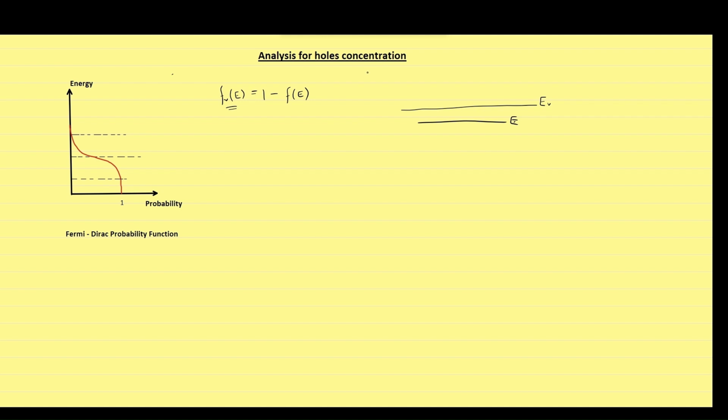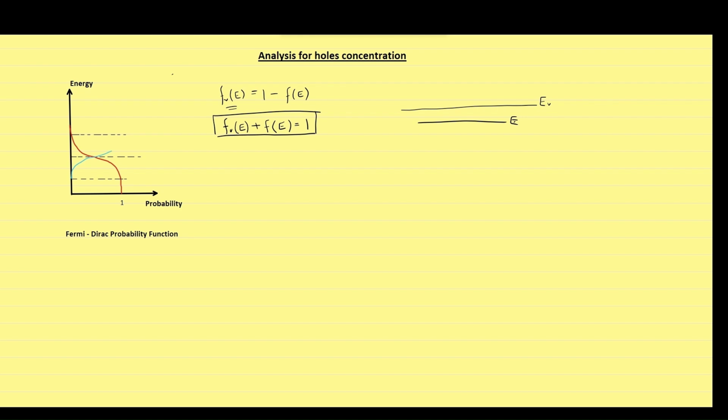So keep in mind this function represents the probability of the occupancy of an energy level by a hole only in the valence band. However, any energy level greater than EV, it will simply represent the probability of an energy level being vacant. Also, you can see that the probability of an energy level being occupied by a hole plus the probability of an energy level being occupied by an electron is always equal to 1. It means that we have only two possibilities, either the energy state will be filled by an electron or it will be filled by a hole.